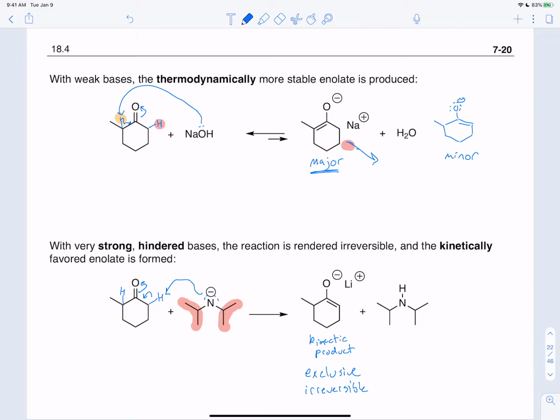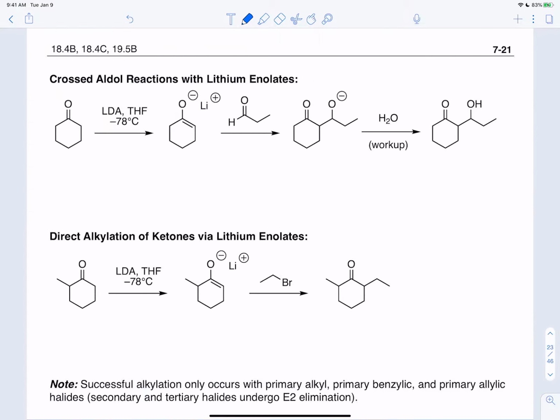And since it is irreversible, because it's not going to go backwards, the hydrogen of diisopropylamine will not be deprotonated again by an enolate. It's not nearly basic enough. So this is the intermediate that you're able to get out of the reaction and potentially use to do chemistry afterwards. In reactions with LDA, what we're going to see is a two-step process where first we deprotonate the carbonyl compound, then add in an electrophile. This will allow us to control things like crossed aldol reactions with complete selectivity, only based on the order of addition.